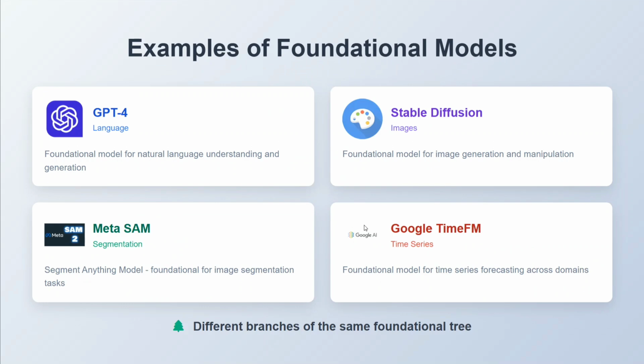Examples, as you must be understanding: GPT-4 and ChatGPT are language foundational models. Stable Diffusion is an image foundational model. It can generate any type of image but can't generate text. Meta SAM, the Segment Anything Model, if you have heard of it, is a foundational model for image segmentation. Any sort of image segmentation it can do. Google's TimesFM, as I was mentioning, is a foundational model for time series forecasting.